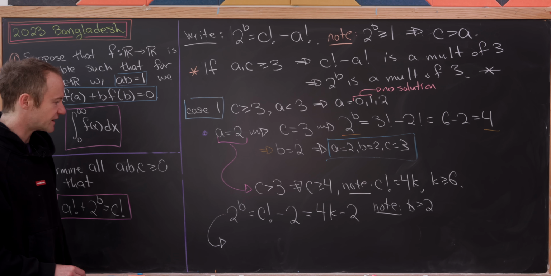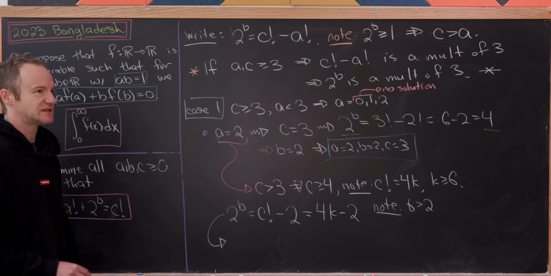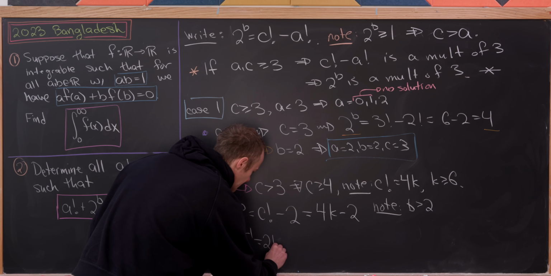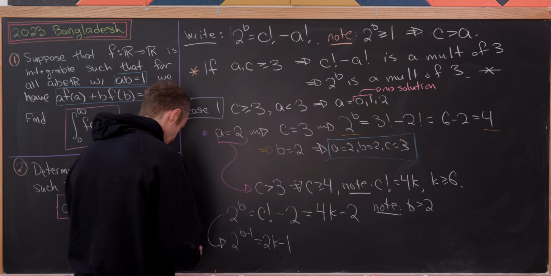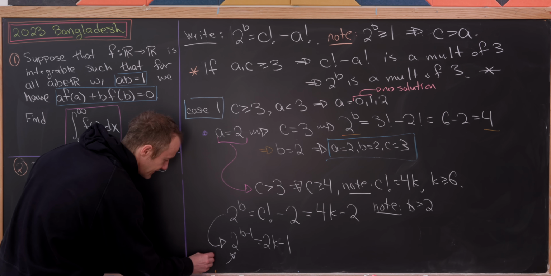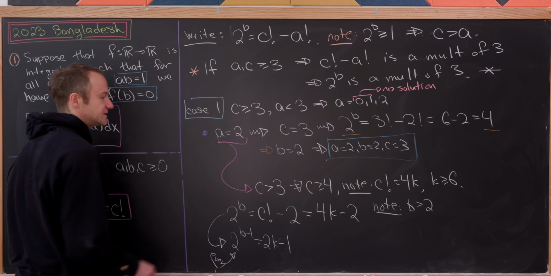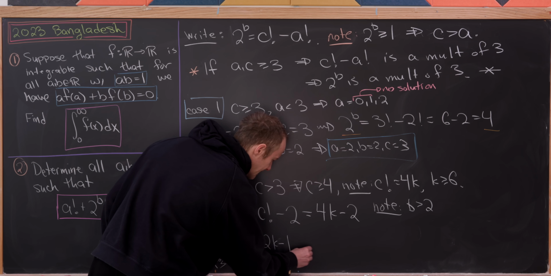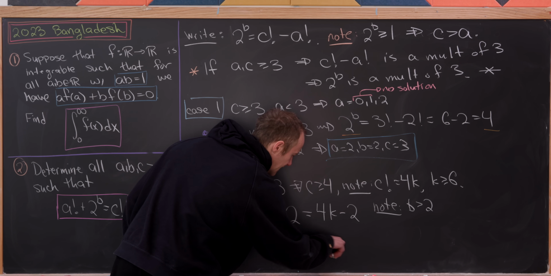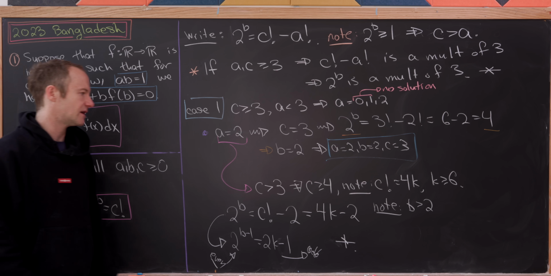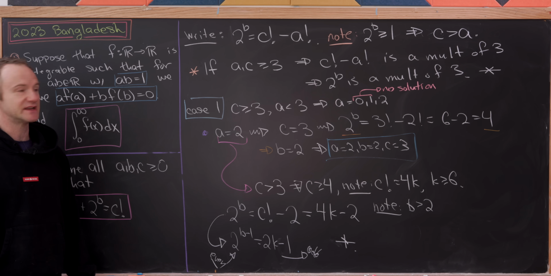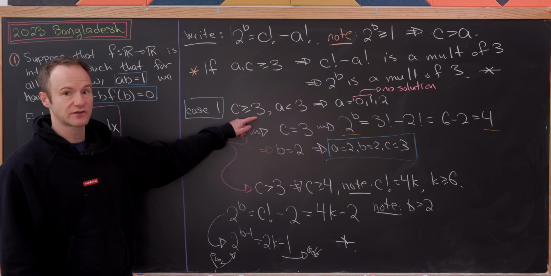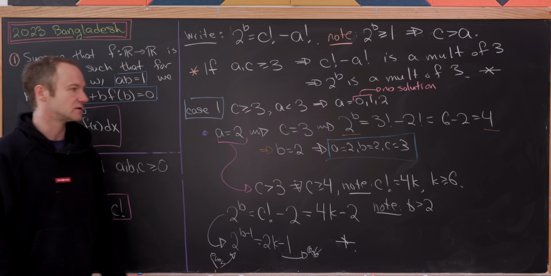But since B is bigger than 2, what we can do here is divide both sides by 2. And that'll give us 2 to the B minus 1 is equal to 2 times K minus 1. But now let's observe that this left-hand side is most definitely even because B is bigger than 2, thus B minus 1 is bigger than 1. And this right-hand side is odd. But an odd number can definitely not be equal to an even number, so that means we have no solution down this line either. Okay, so that means if C is bigger than or equal to 3, we only arrive at this single solution here.